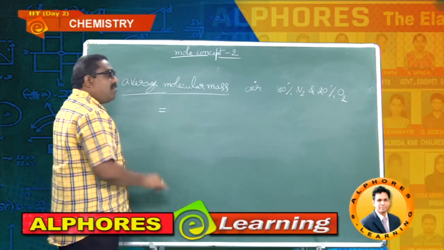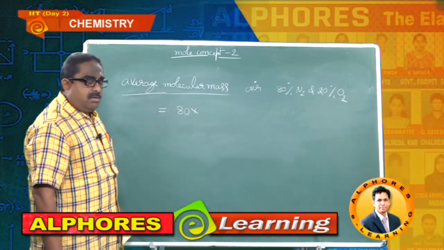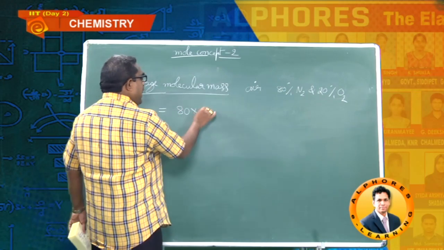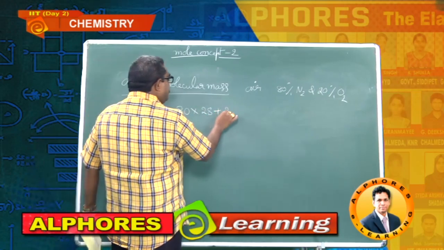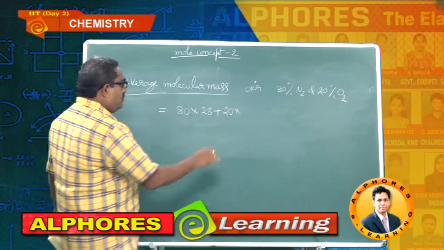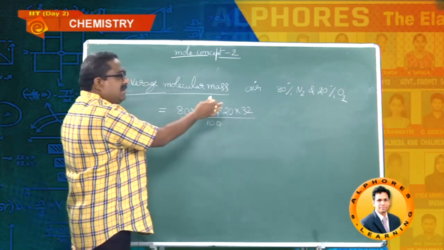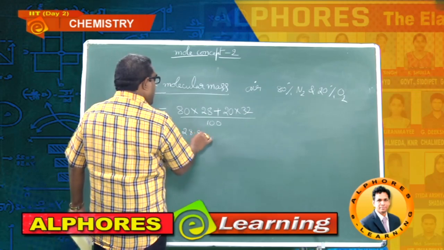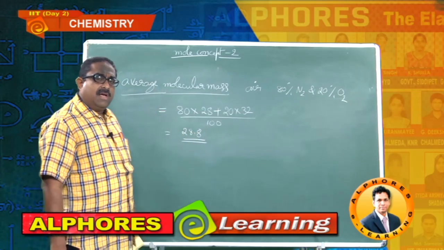The average molar mass is equal to 80% of nitrogen. We know the molar mass of nitrogen is 2 into atomic weight, 2 into 14, that is 28, plus 20% oxygen. The molar mass of oxygen is 32, and the total 80 and 20 is 100, just like average in mathematics, nothing more than that. So you will get it as 28.8, that is the average molar mass of air.